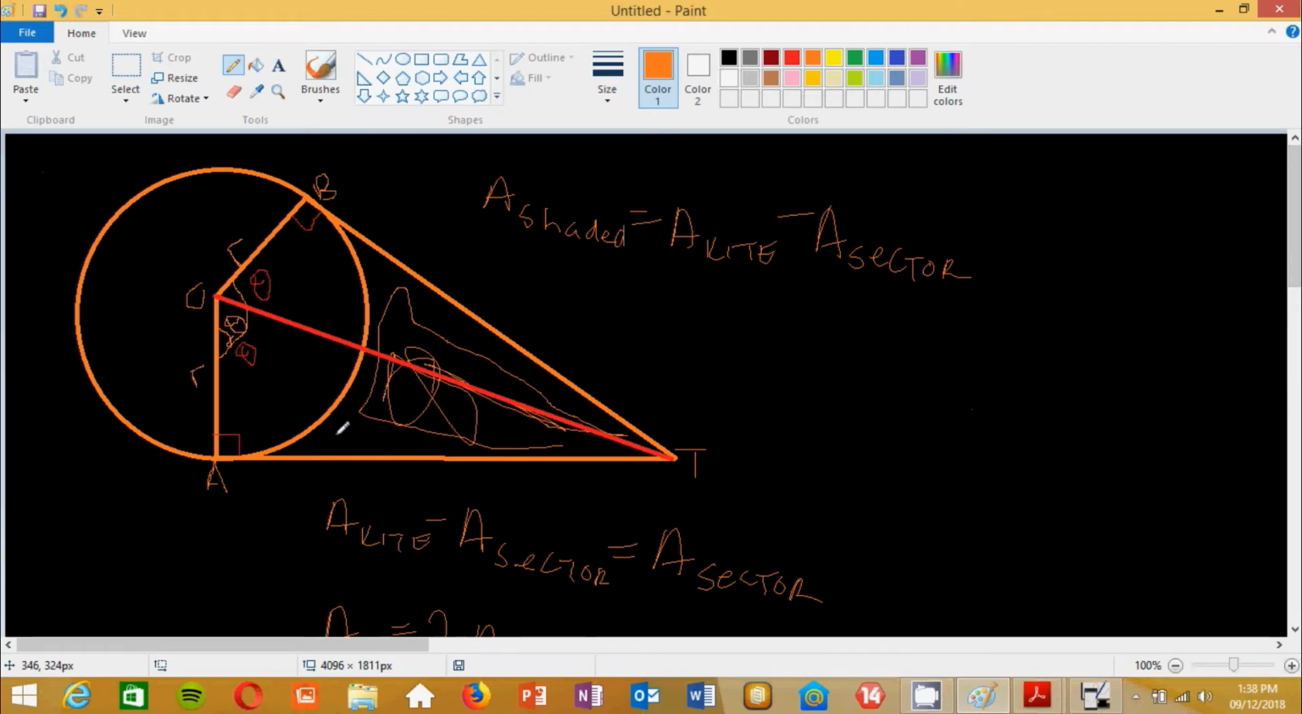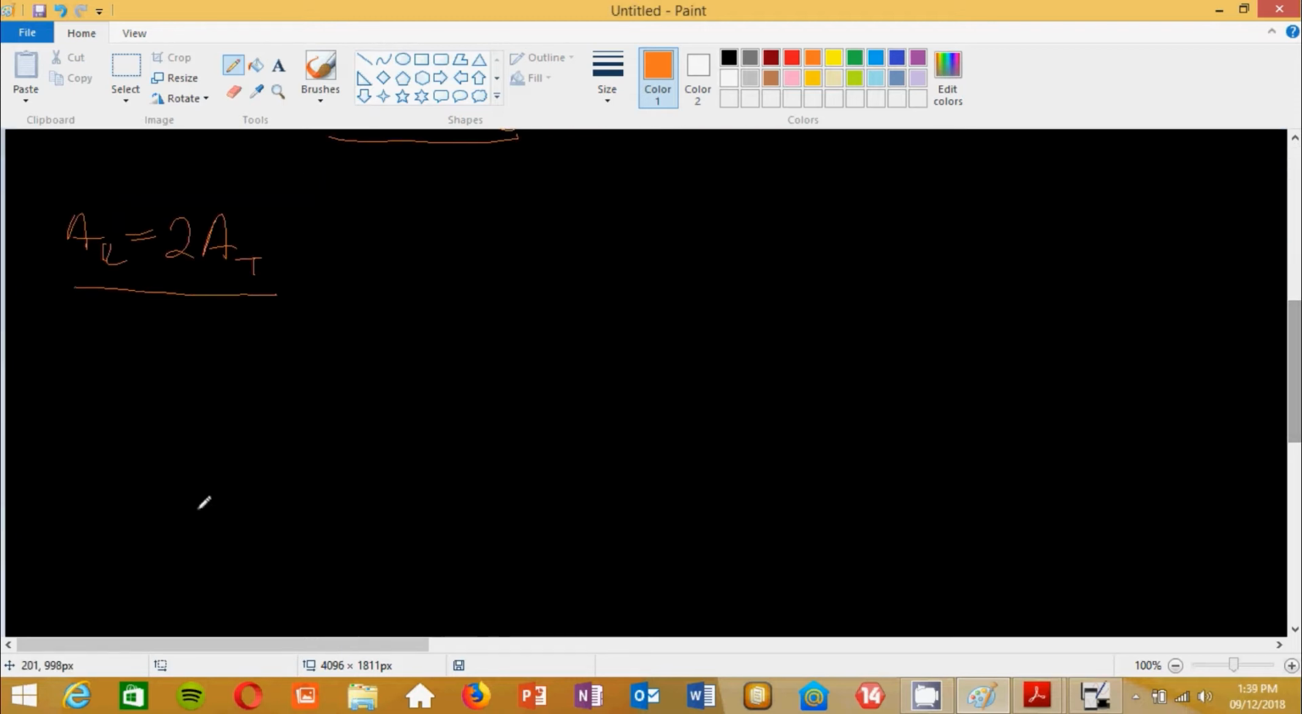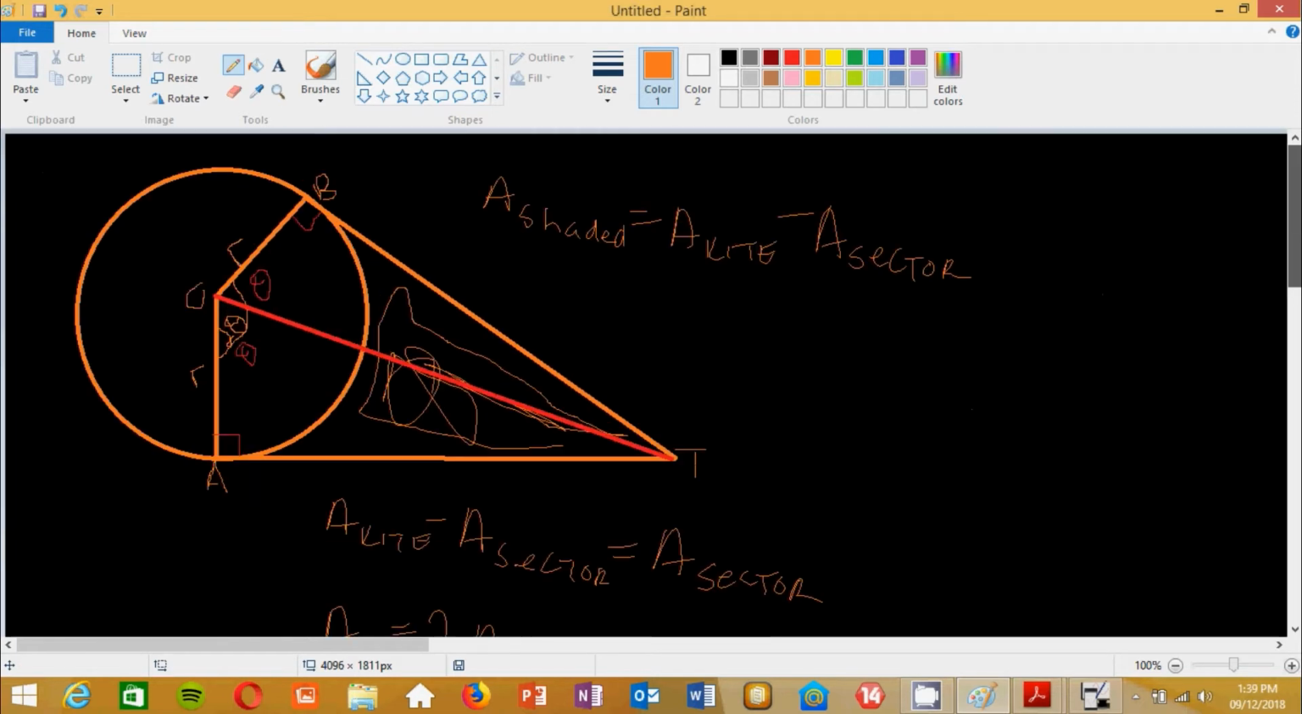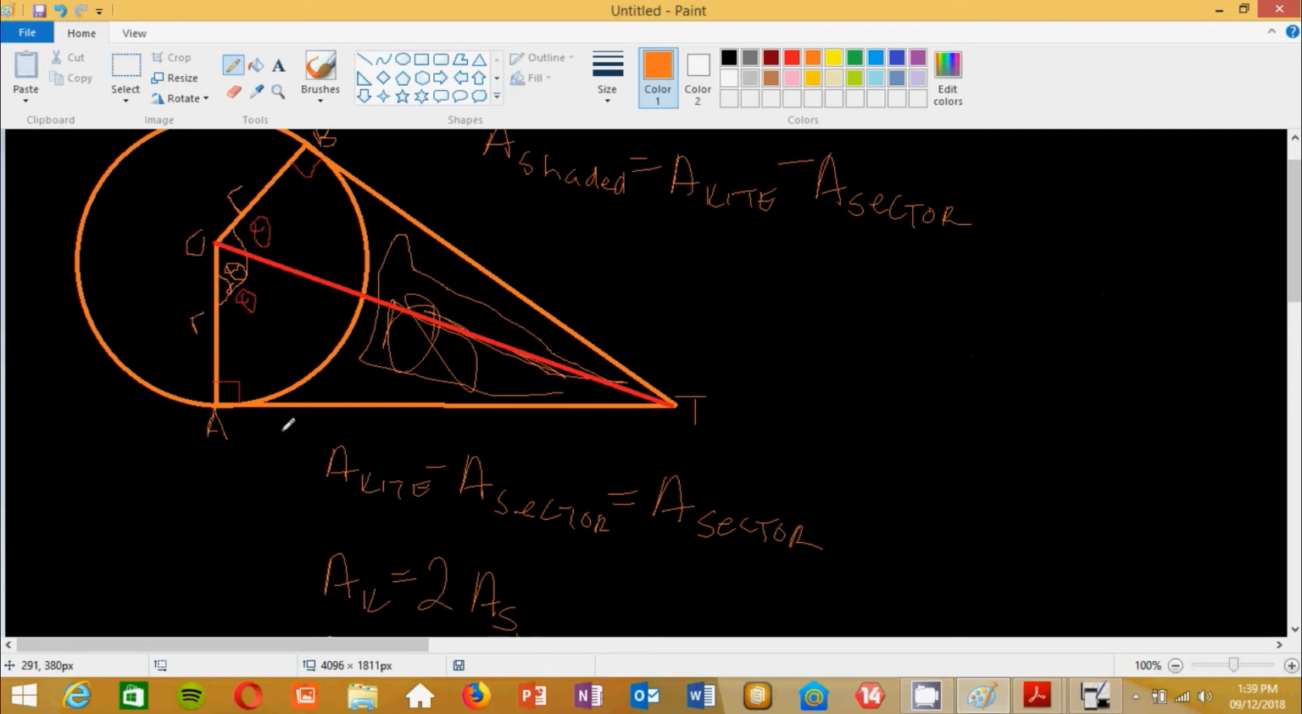Now, how do I find the area of a right-angled triangle? Well, it's going to be a half base times height. Half multiplied by AT multiplied by R. AT is the base of the triangle and R is the height of the triangle. But how do I find AT?